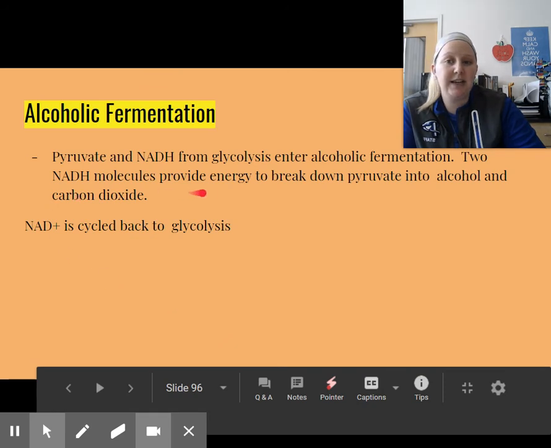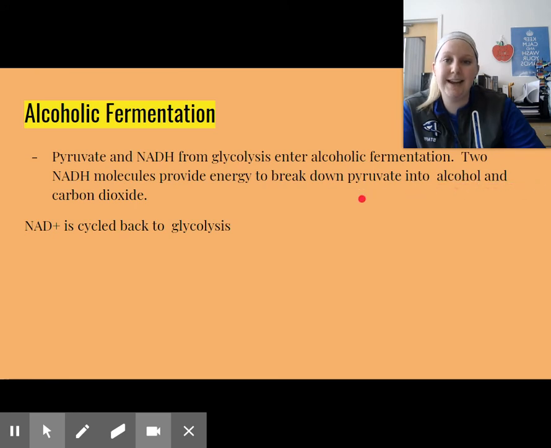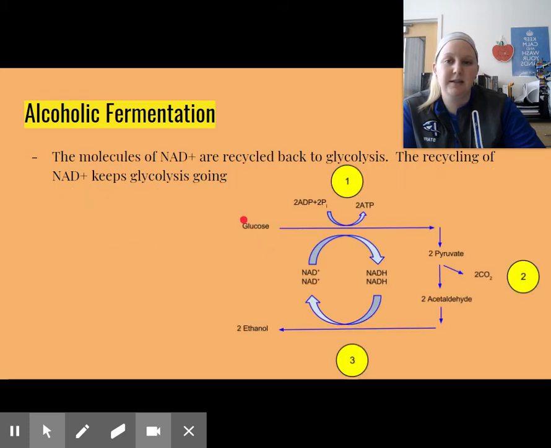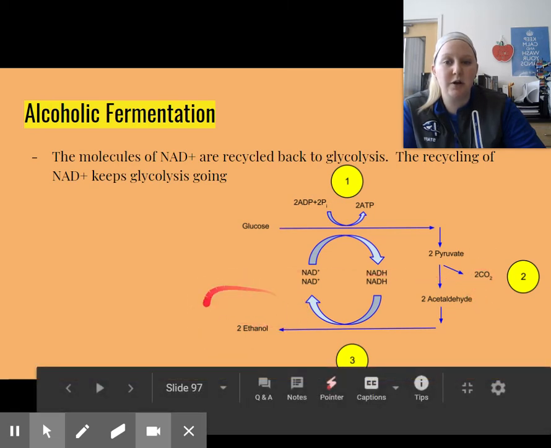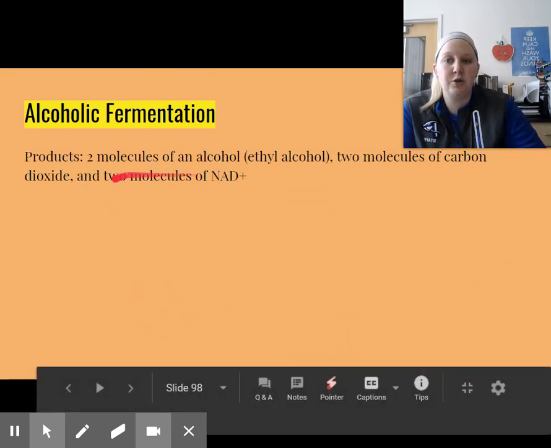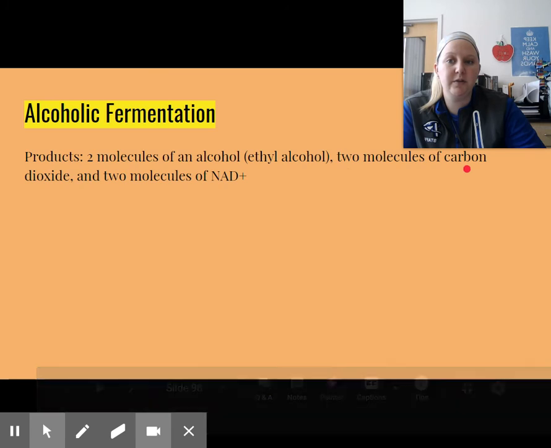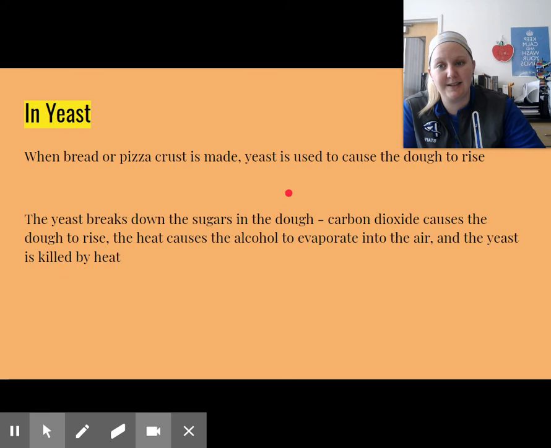Two molecules of NADH provide the energy to break down pyruvate into ethyl alcohol and carbon dioxide. That NAD+ is cycled back to glycolysis. The molecules are cycled back and allow this process to keep going. The difference is we get 2 molecules of carbon dioxide, 2 molecules of ethanol. So you get 2 molecules of ethyl alcohol, 2 molecules of carbon dioxide, and 2 molecules of NAD+ that go back to glycolysis.